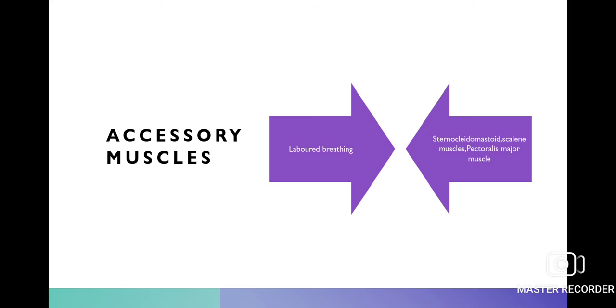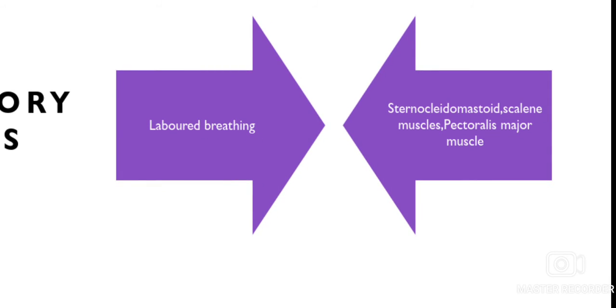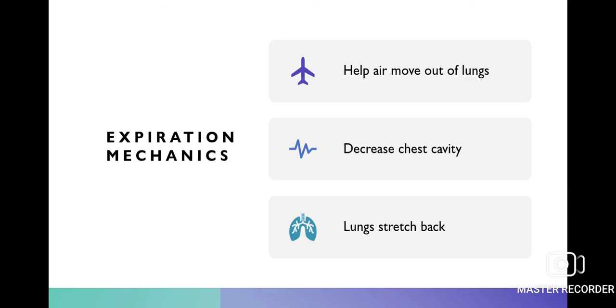Next, there are accessory muscles which help in labored breathing. For example, in strenuous exercise, when we need a lot of oxygen and need to expire out a lot of carbon dioxide, this is labored breathing. At those times we need accessory muscles for inspiration so that we can gain more oxygen, more air. These are the sternocleidomastoid muscle, the scalenus muscles, and the pectoralis major muscle.